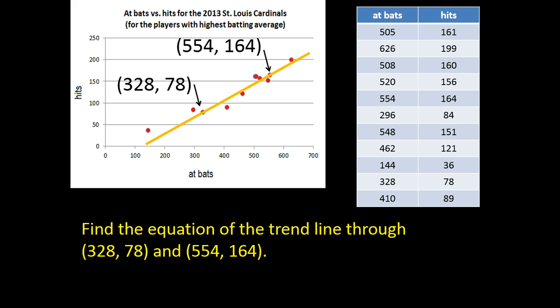So we're going to make one more slight adjustment to make this a little bit easier. We're going to do some rounding here of the values to make these a little bit easier to work with. So we're going to round these to (330, 80) and (550, 160). Those aren't points that were included as part of our data set, but they're really, really close to points that were included. And since those 2 points will give us a trend line that is a good way to describe the data, we can certainly write an equation using these friendlier numbers.